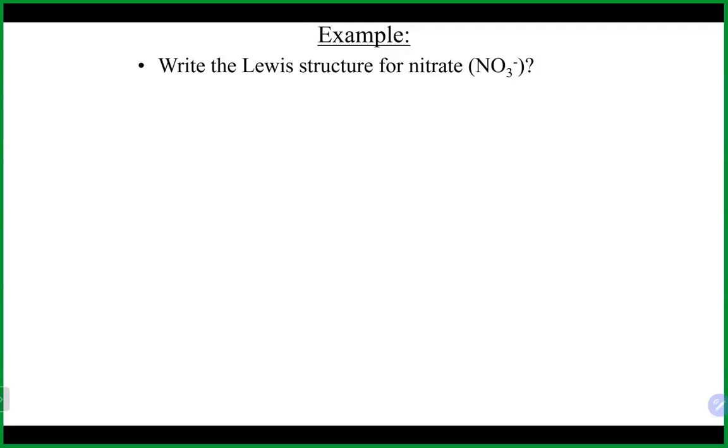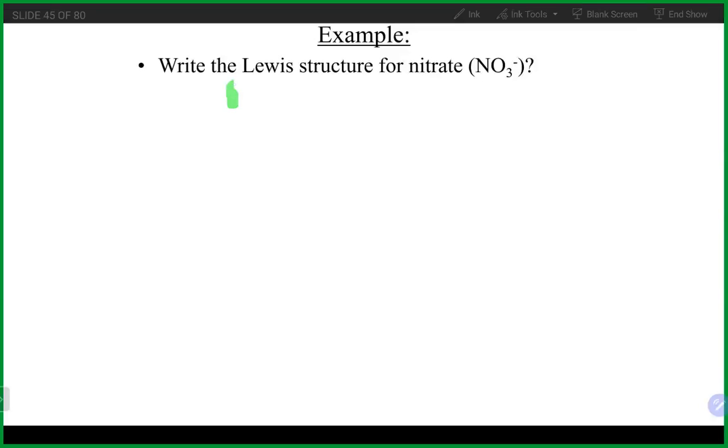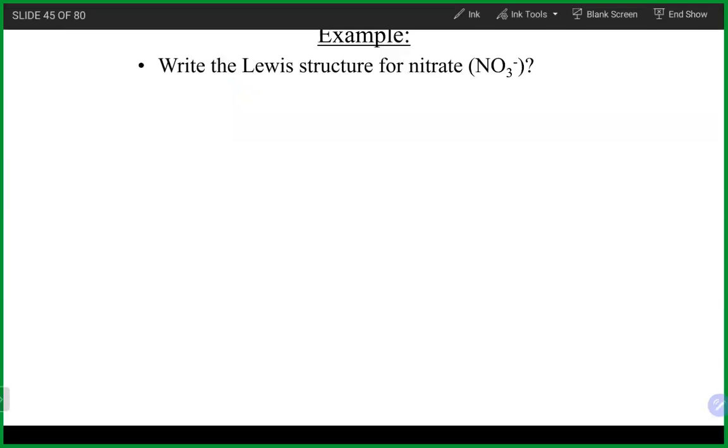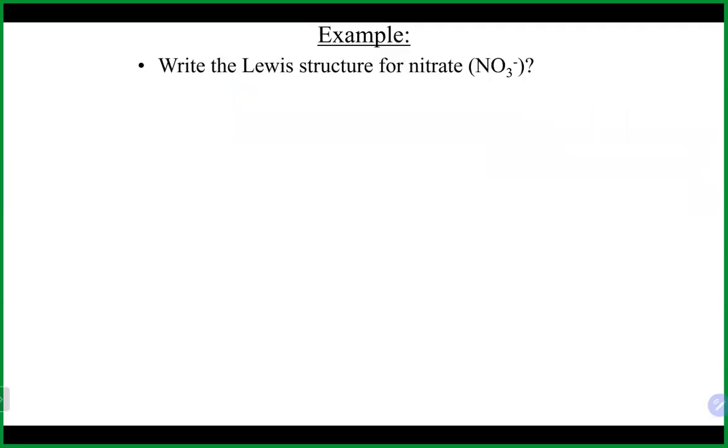Once again, we're going to start with our valence electrons. Nitrogen has 5. We have 3 oxygens, each in group 6. So again, that's our nitrogen, that's our oxygen.